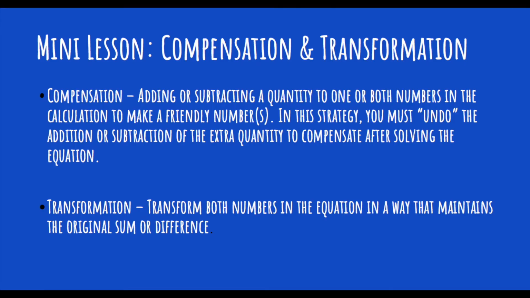Compensation and transformation. So compensation, as you read, is when you're adding or subtracting a quantity to one or both of the numbers to make them friendly numbers. And I always talk to my kids about how if we can make a 10, that's great because we like friendly 10s. They're easy to work with. So in this strategy, you must undo the addition or subtraction whenever you're finished, when you get to the end of your equation. And then, of course, with transformation, you have to transform both of the numbers. So if you transform both of the numbers, then you don't have to worry about remembering to do it at the end. So that's kind of the difference between the two for me.